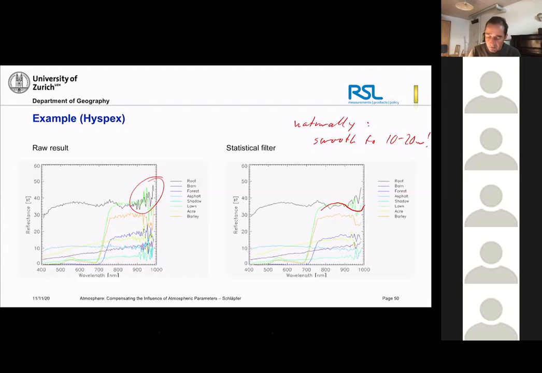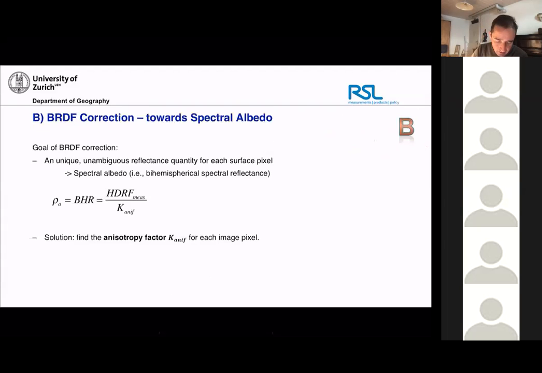You have to be careful in the shortwave infrared. There it's about 5 to 10 nanometers. So specifically some geological features are visible in a range of about 10 nanometers. So there you have to be careful not to smooth too much. That's one other thing.